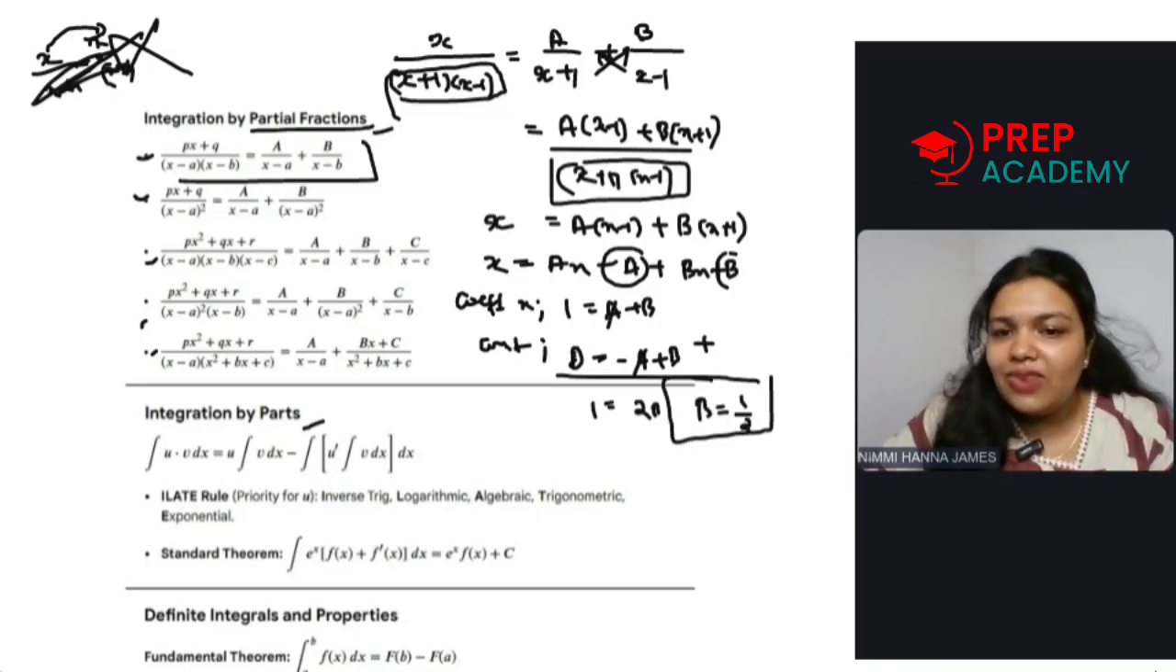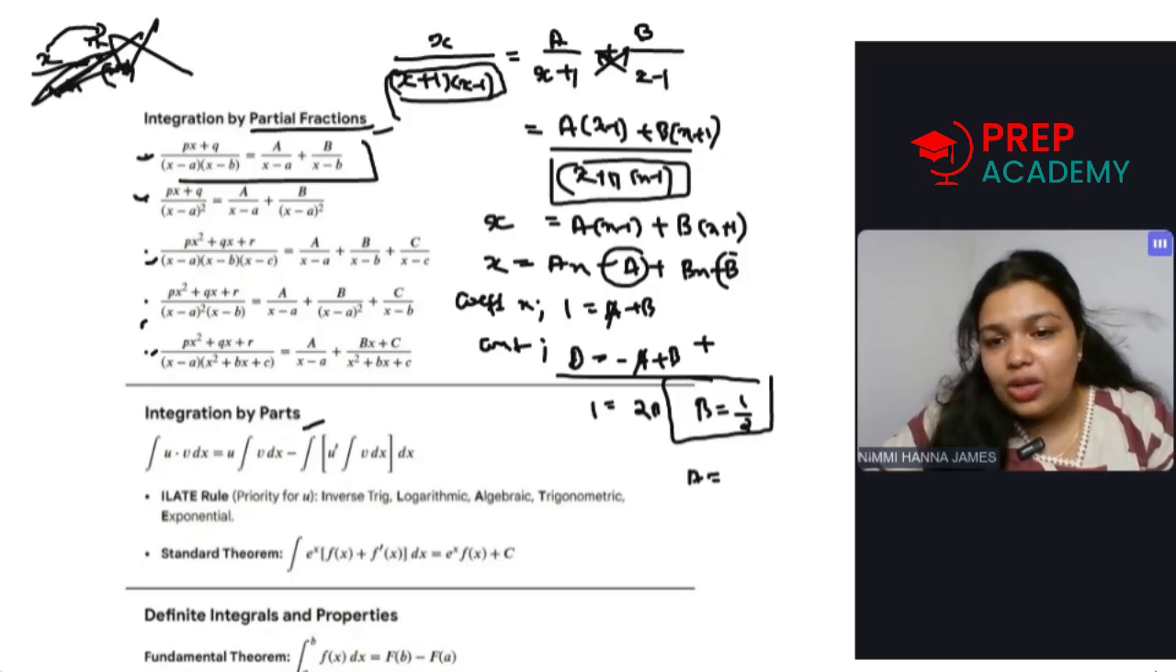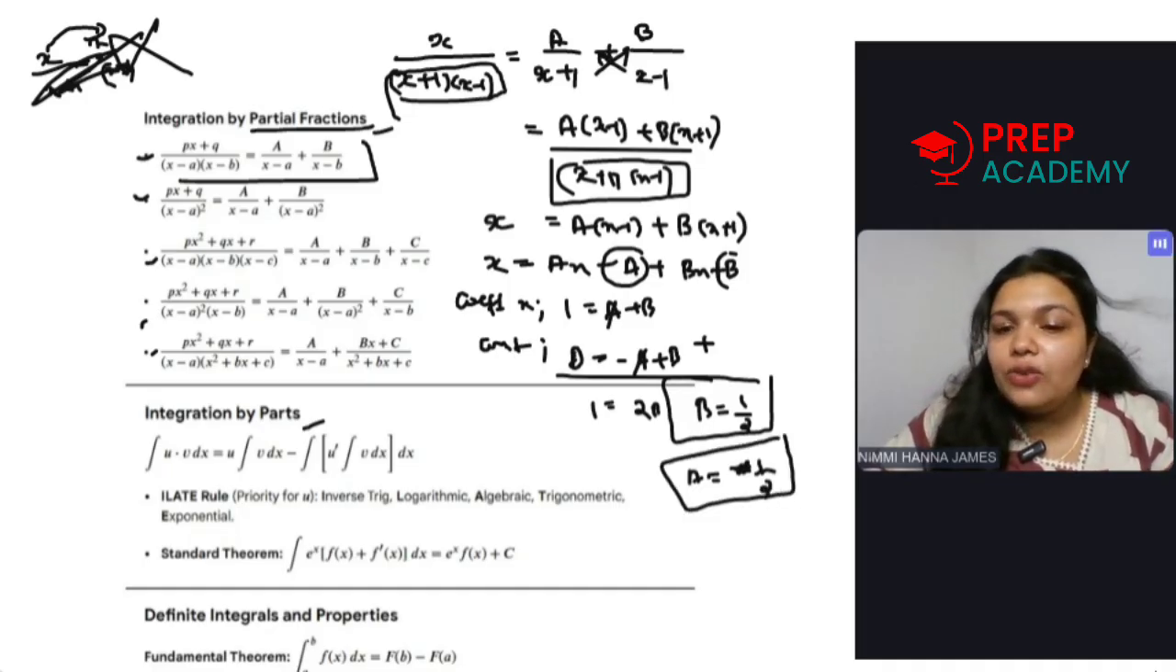And now substitute this 1 by 2 in any of these equations. So b is equal to 1 by 2 means a plus b is equal to 1. So 1 by 2 plus a is 1, so a is equal to 1 by 2. a is also equal to 1 by 2. Okay, so we got the values of a and b just by solving.